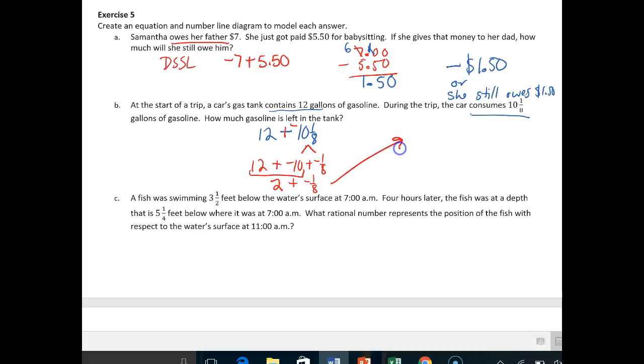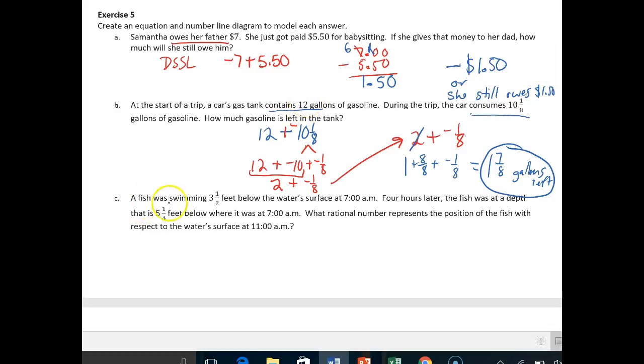Let's draw an arrow and go over here so we can actually show our work. So 2 plus negative 1/8. And just like we've been doing all day, borrow one whole here. So I get 1, and the whole is determined by that denominator there, plus 8/8 plus negative 1/8. So my answer is 1, and 8 plus negative 1 is 7/8 gallons left. So after a car starts with 12 gallons and consumes 10 1/8, there's 1 7/8 gallons left. And if you add 1 7/8 to 10 1/8, you'll get 12 gallons, exactly what you started with.